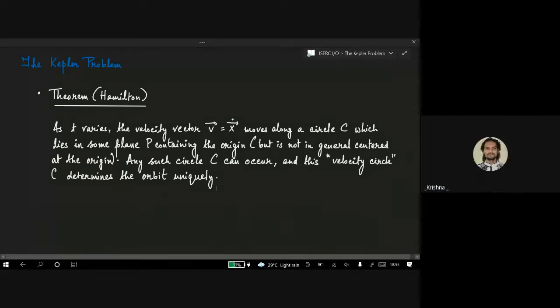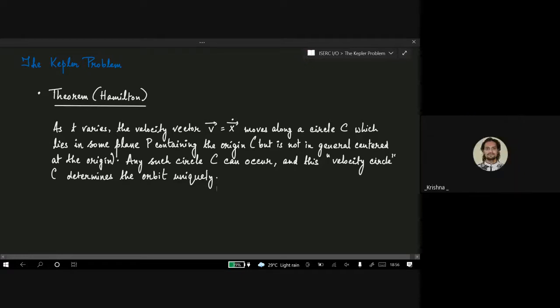I cannot follow this theorem. Yeah, this talks about the velocity locus. So given an orbit, how does the velocity move? It turns out that the velocity moves in a circle, and the circle is in some plane containing the origin. On the other hand, if you prescribe such a circle, in a plane containing the origin, then this velocity circle determines the orbit uniquely. Does that make sense?